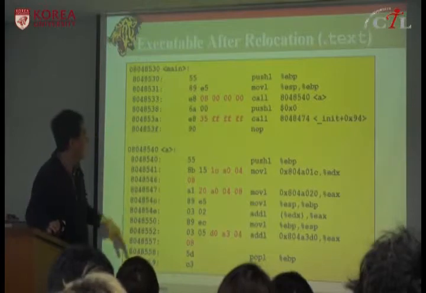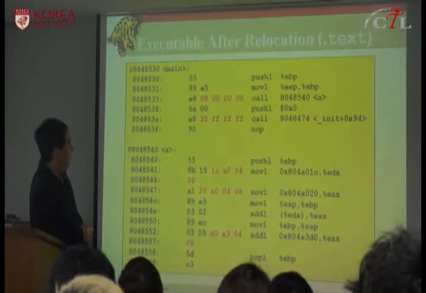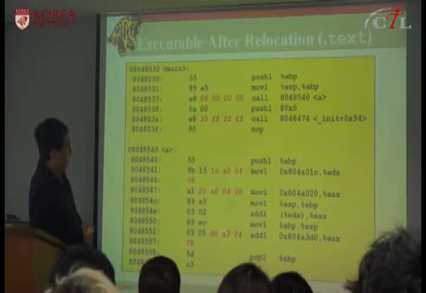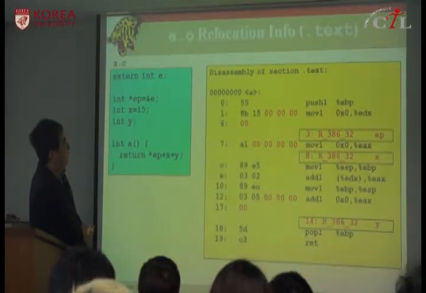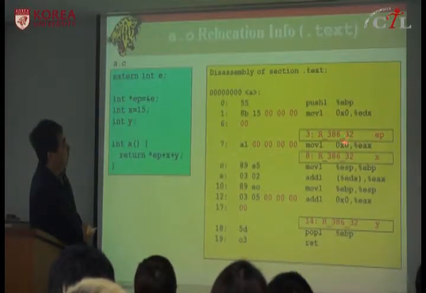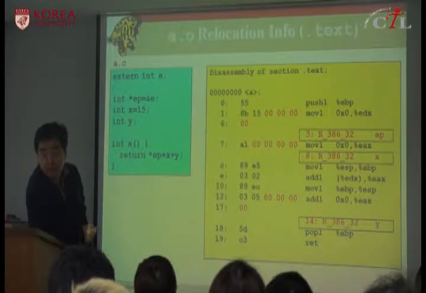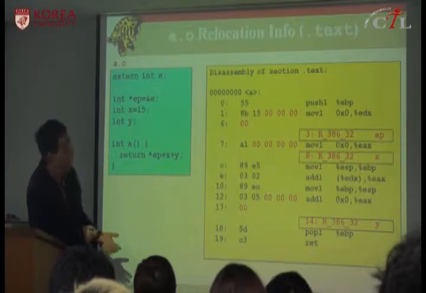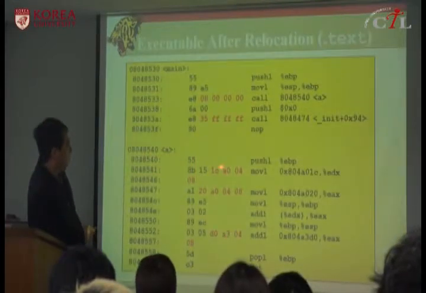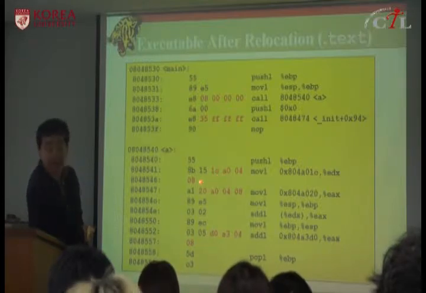And this is function A. The first instruction of this relocation information is, let's look here. This is EP. This should be the address of EP, and the address of EP was unknown after compilation, but it's known after linking, after relocation, and it says the address should be 0804A01C. That should be the address of EP.